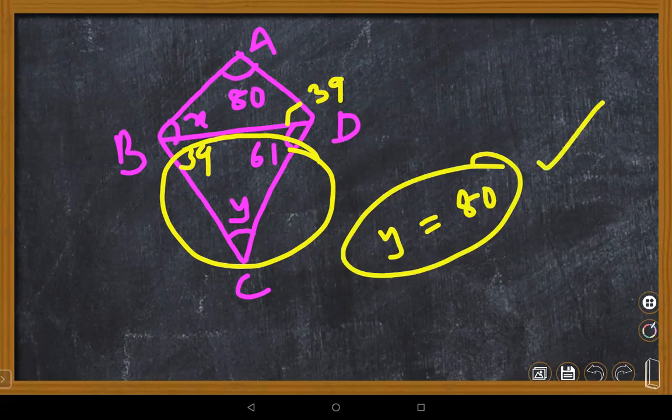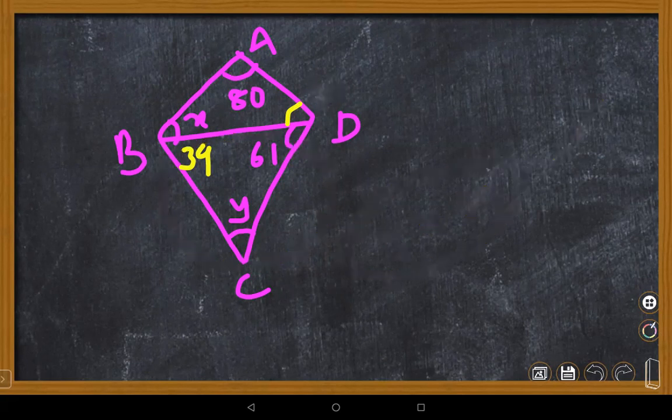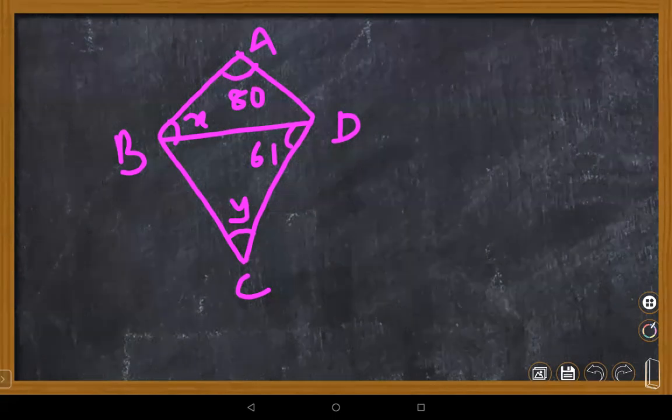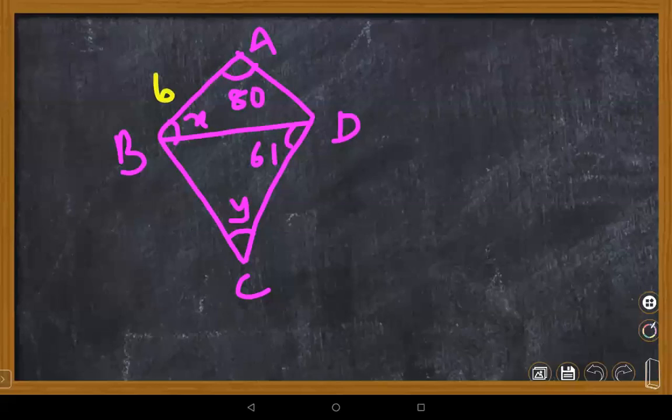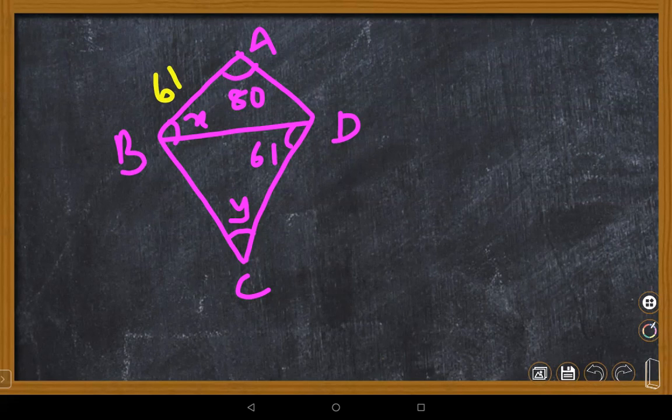Ma'am, how did you get that angle as 39? X and 61 are alternate interior angles, so both are equal. Alternate interior angles are equal, so X value is 61. Yes, ma'am, I understood. By the angle sum property, it's 39. Yes, that's all. Once you get that idea, you can easily find it. Yes, ma'am.